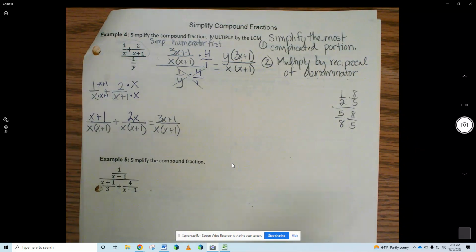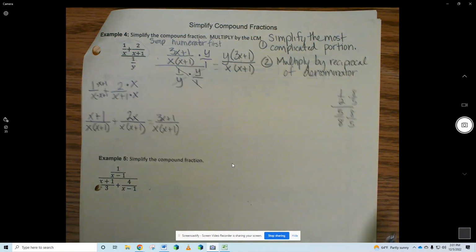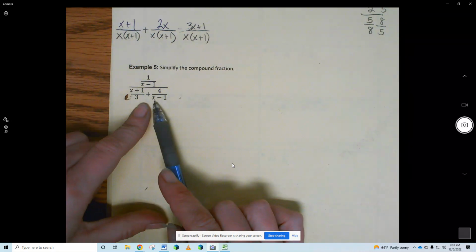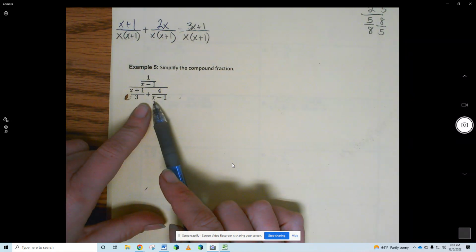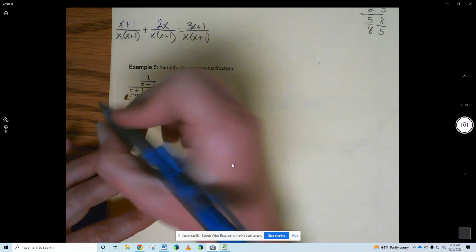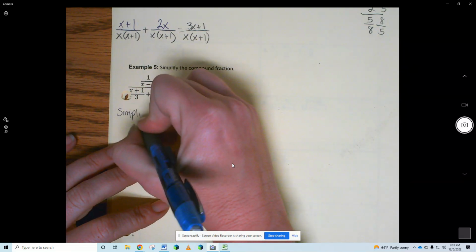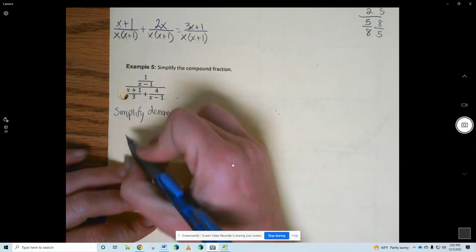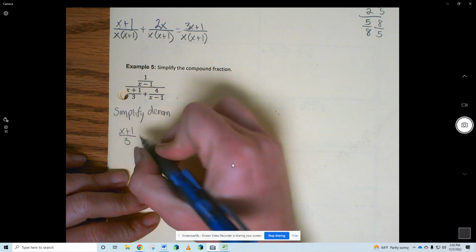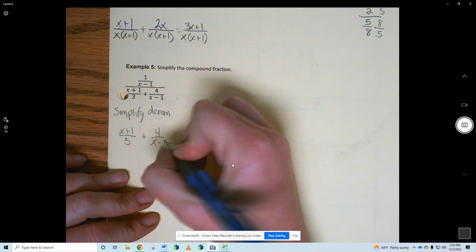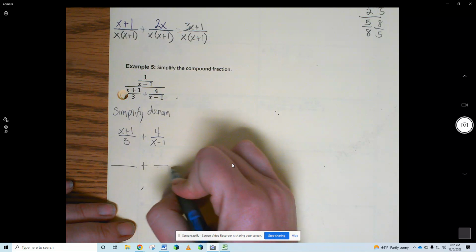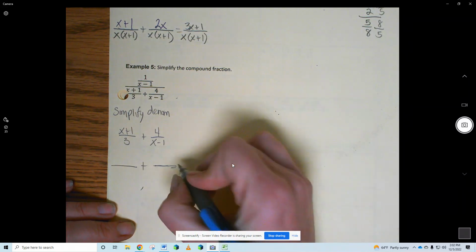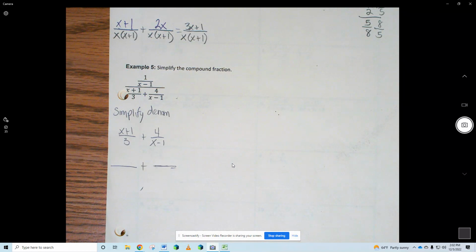Okay, so that's example 4. I had to work out the numerator because it was super crazy looking and it wasn't simplified. Now the problem lies with the denominator on example 5. That's too busy. I'm going to simplify the denominator. And I'll do this work over here. Find the common denominator of 3 and x minus 1.